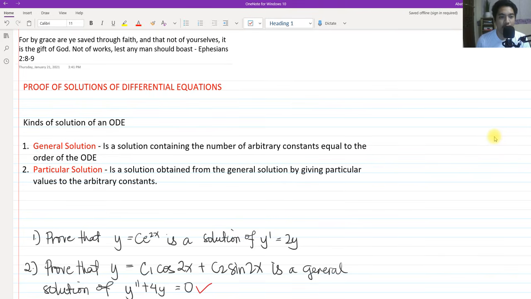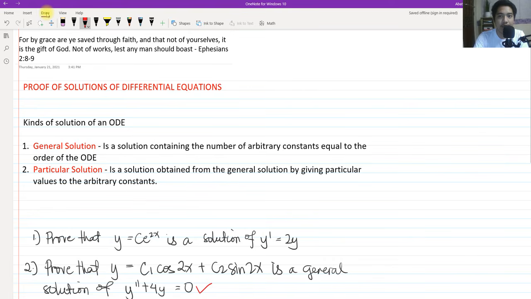Hi, so for today we are going to talk about proof of solutions of differential equation. So basically, we're going to prove that something is a solution of the differential equation. So let's recall what are the two kinds of solution of ordinary differential equation. So we have a general solution, and of course, we have a particular solution.